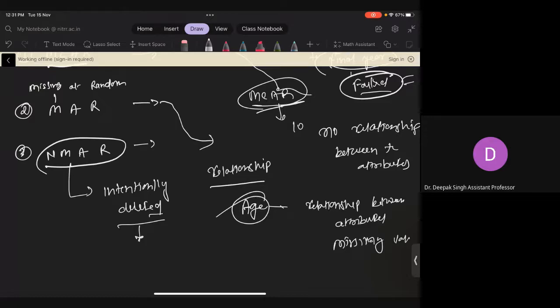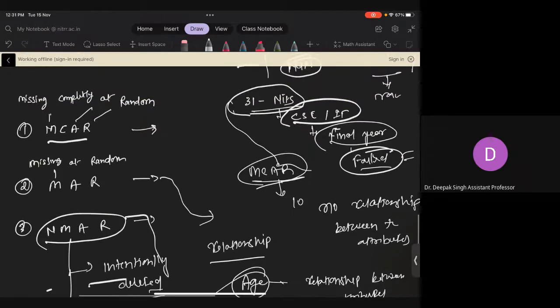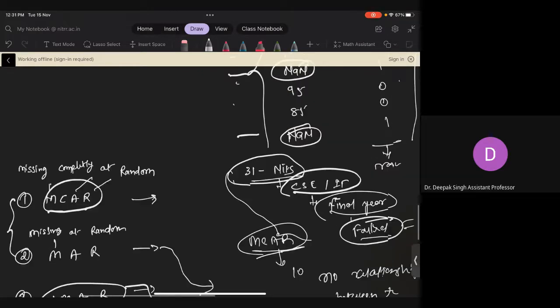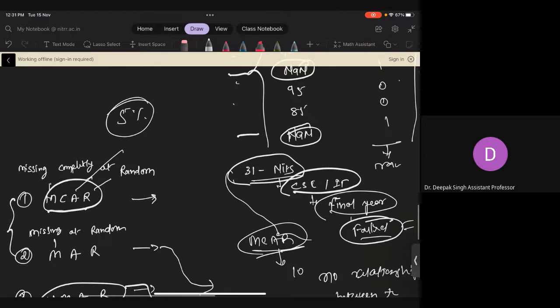ठीक है, तो मतलब देखो, this is a particular case, NMAR, which is intentionally deleted and which is quite helpful for the developer. ठीक है, we are not going to worry about this situation. We are going to worry about only these situations, MCAR and MAR. And MCAR जो है, it is better that its amount would obviously be less than 5%.